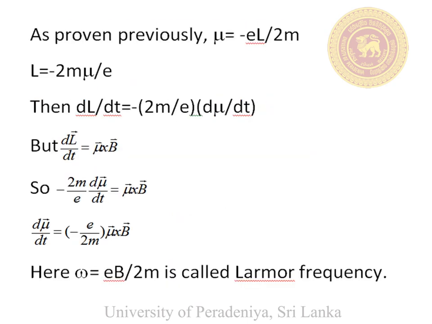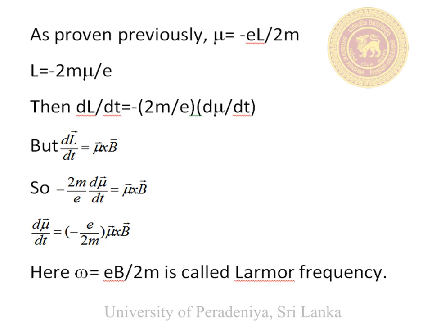In the first lecture, we have proven an equation for the orbital magnetic moment of the electron. Mu is equal to minus EL over 2m. From that equation, L is equal to minus 2m mu over E. After taking the derivative of L with respect to T, we can prove the final equation given on this slide. Here omega equals EB over 2m is called the Larmor frequency.